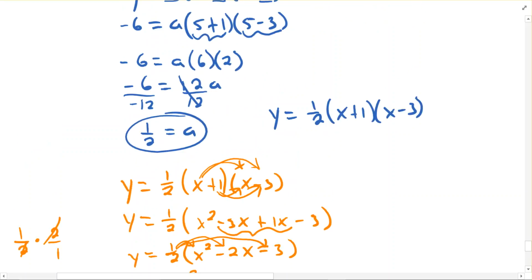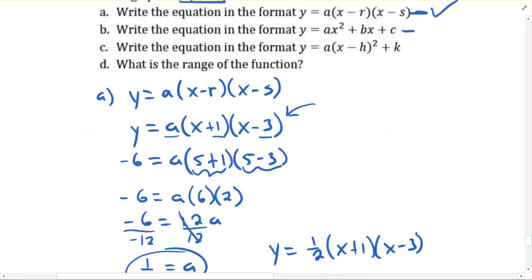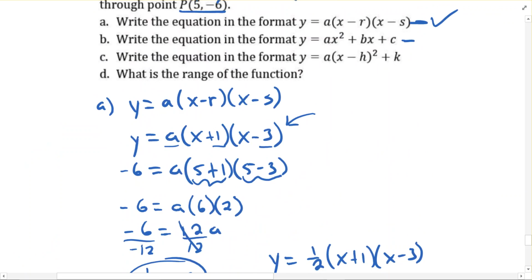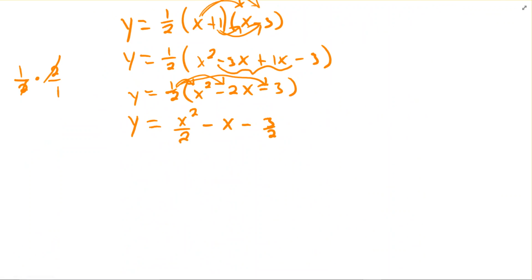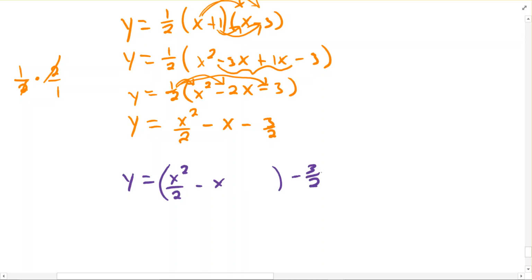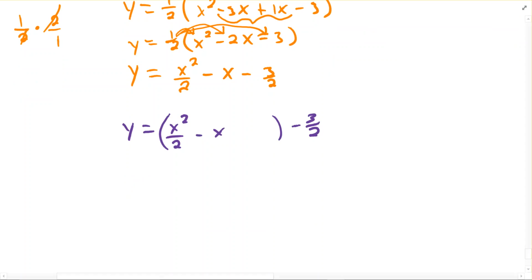Okay, next one. Into vertex form. All right, so we need to complete the square. So I'm going to write this as y is equal to, and we're going to write it x squared over 2 minus x. We're going to leave space, and we're going to have negative 3 over 2 outside over here. Okay, now I don't like this divided by 2 thing though. We've got to get that out of there.